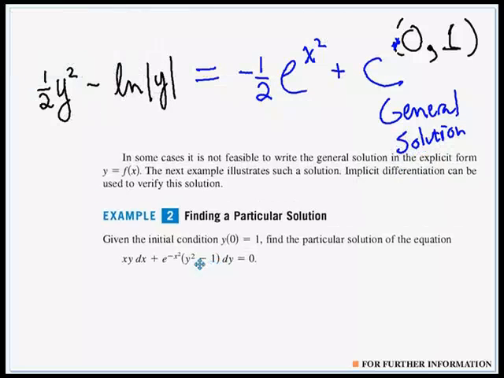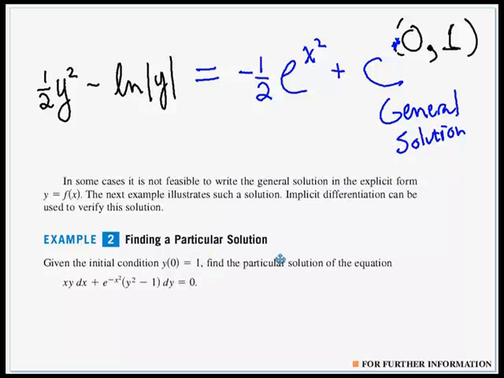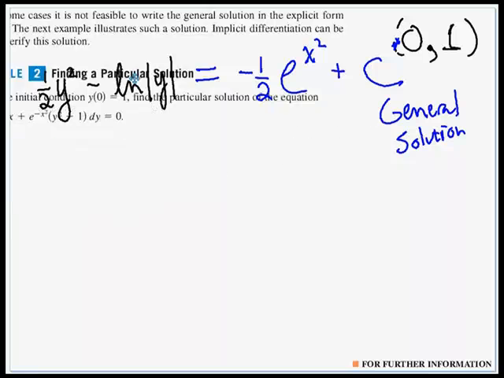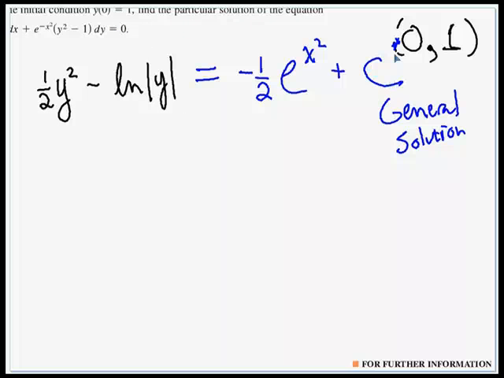Let me double check our directions here. Given the initial condition, find the particular solution. So yeah, we're just going to use our initial condition, solve for this c, and write our particular solution. So we plug in zeros for x, and 1s for y.